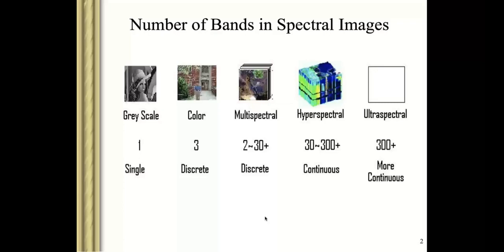Then we had some advancement in remote sensing. Instead of a black and white scale, we got color images. Like you remember after that black and white phase, we got color TVs in our homes. In those color TVs, we generally have three discrete bands. We call it RGB: red, green, and blue. So at that time we had three band images.